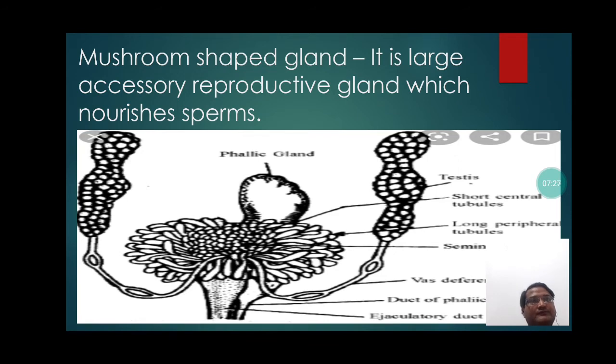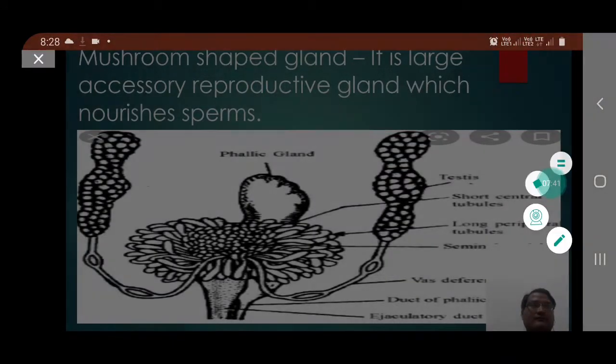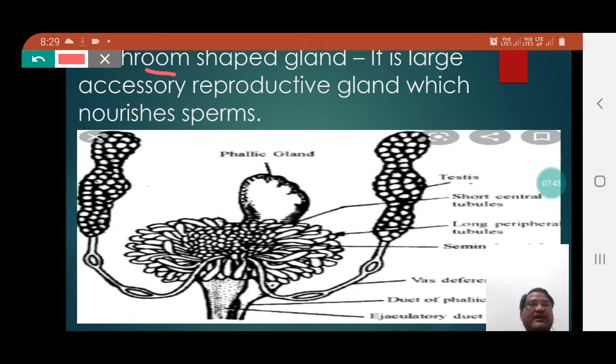Mushroom shaped gland. It is a large accessory reproductive gland which nourishes sperm. Students, the mushroom shaped gland is also one of the important accessory reproductive glands, the main function of which is to nourish the sperm.